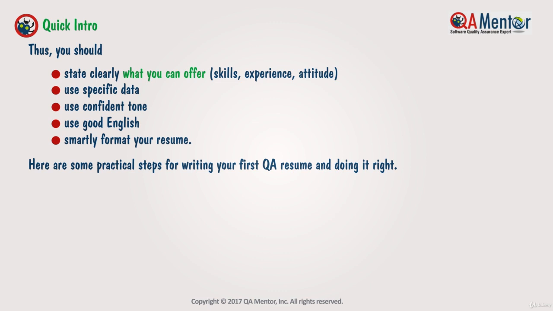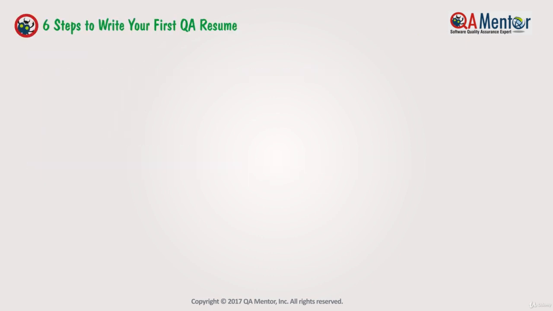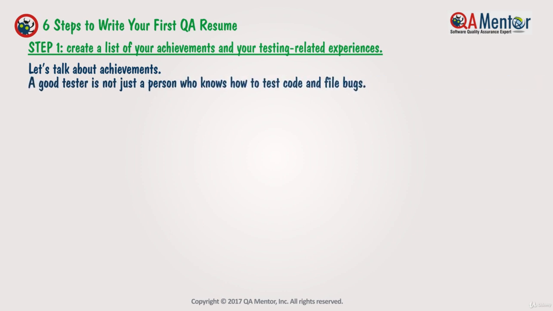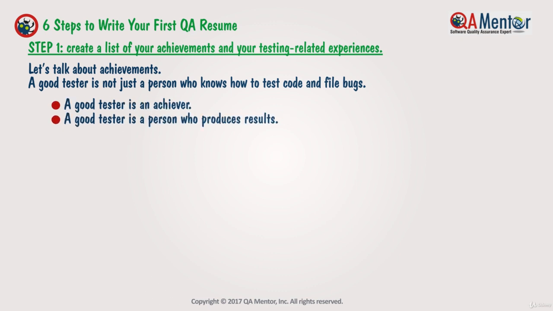Here are some practical steps for writing your first QA resume and doing it right. Six steps to write your first QA resume. Step 1. Create a list of your achievements and your testing-related experiences. Let's talk about achievements. A good tester is not just a person who knows how to test code and file bugs. A good tester is an achiever.